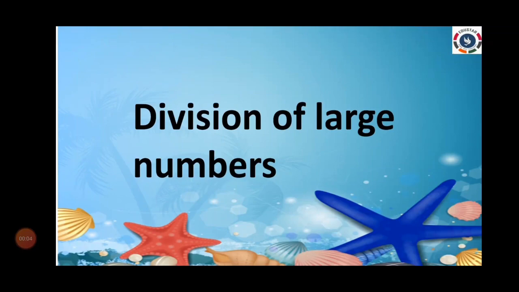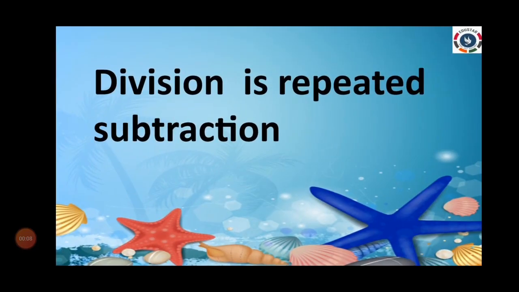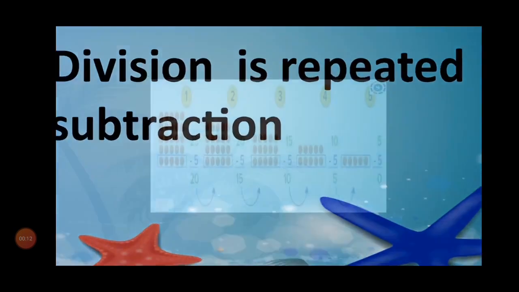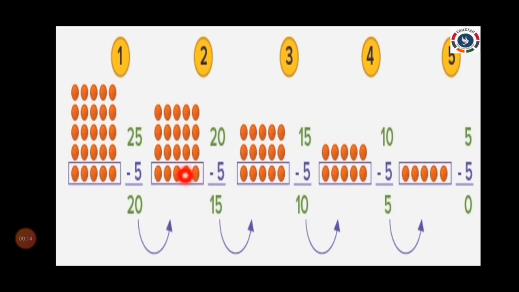Next we are going to revise divisions of large numbers. What do you mean by division? The division means repeated subtraction. Here we already studied the same example before. Totally I am having 25 oranges. I am going to share 5 oranges to my friend, the first friend. So I gave 5 oranges here.